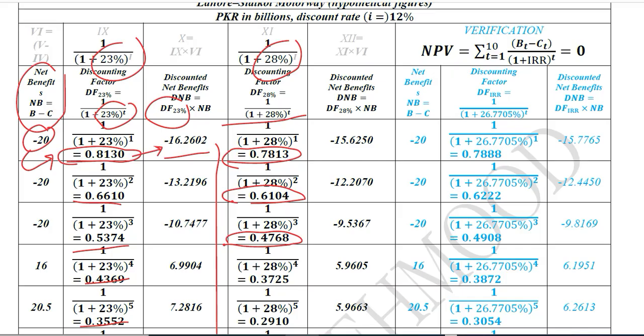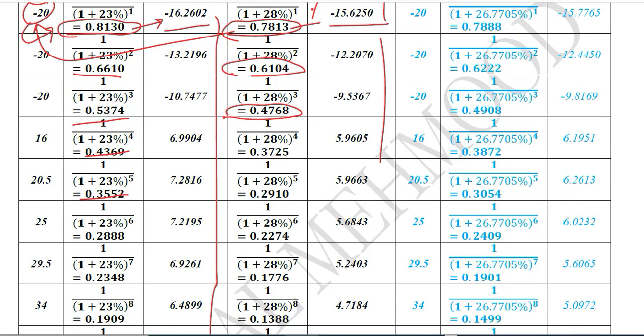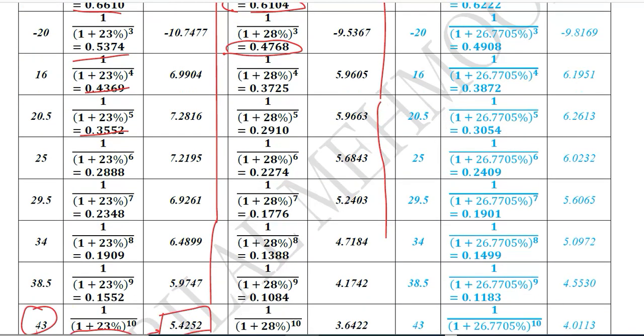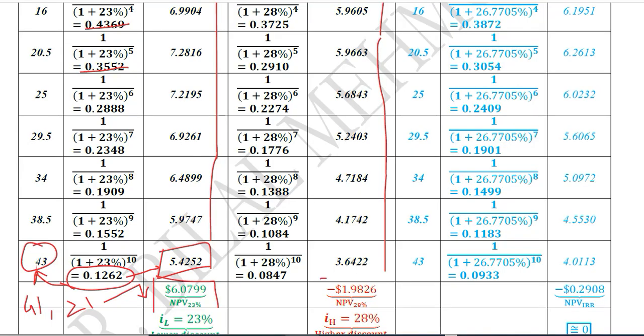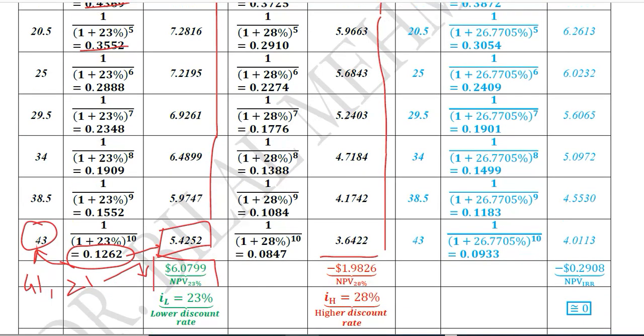Again I will multiply this with the net benefit of that year, and I will get the discounted net benefit at 28%. And in the same way I can calculate the discounted net benefits at 28%, and I will get 10 values as the number of years is 10, and this is at 28%. And now when I sum them, the sum of the discounted net benefit, it is negative.